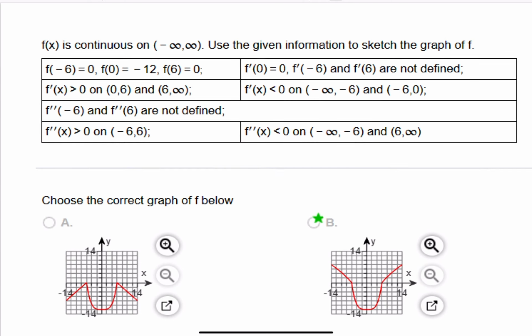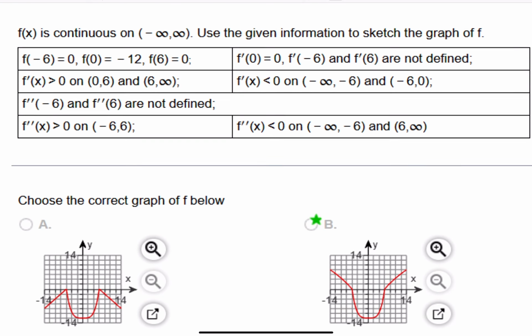Oh, this one, they're asking us to graph. Let's see what all I have. The function is continuous. Very good. I have the values f of -6, f of 0, f of +6. F prime of 0 is 0. F prime of -6 and +6 are not defined. F prime is greater than 0 from 0 to 6, 6 to infinity. F prime is less than 0 from -infinity to -6, and from -6 to 0. This is what I have.